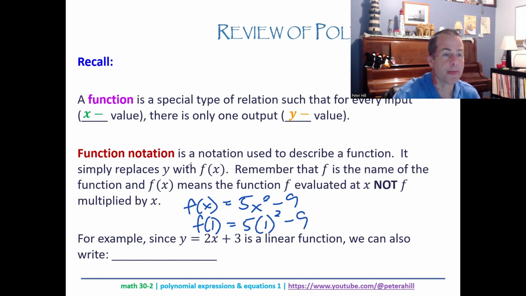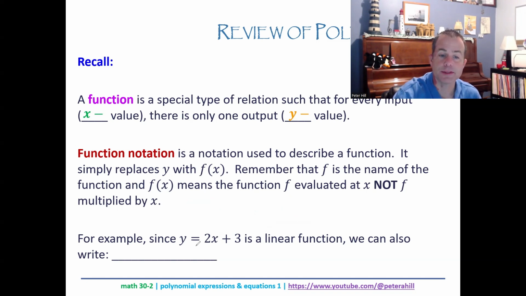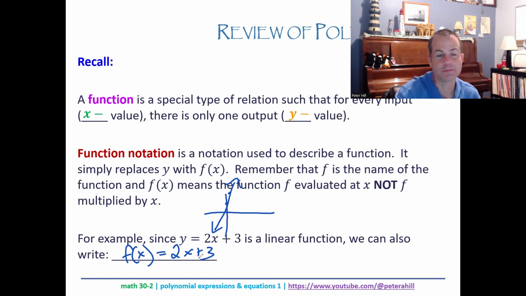So it would look like this, and I would plug in 1, and then I would do the math from there. For example, since y equals 2x plus 3 is a linear function, that would be a line. Just for quick review, I would have a y-intercept at 3, and I'd have a slope of up 2 over 1, so it would look something like that. We can also write it in function notation, and all we do is substitute y with f of x. So that would be f of x equals 2x plus 3. Easy.